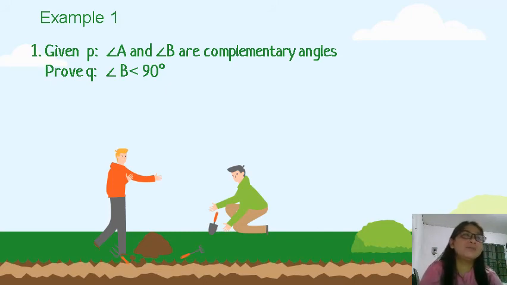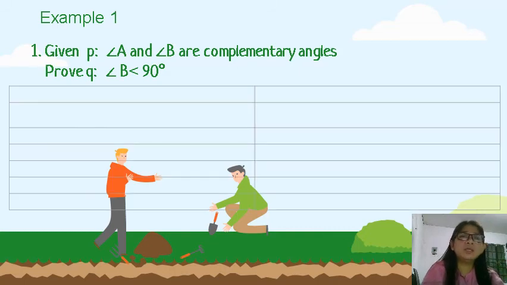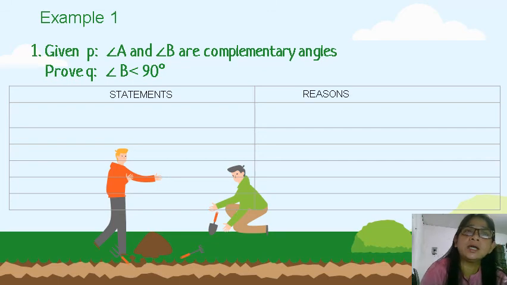Okay, so we have given, which is P, angle A and angle B are complementary angles. Prove that angle B is less than 90. So we need to prove that angle B is less than 90 degree. So again, we need to make the table of statement and reason. So the first one is the statements, and the other side, we have the reason.